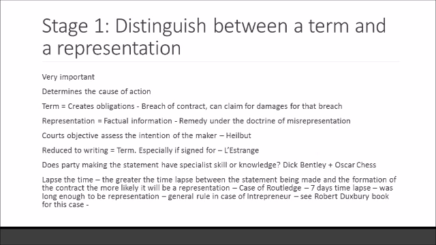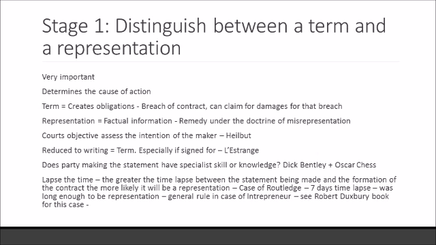If so, then it's likely to be a term, as shown in the case of Ella Strange, which suggests that if something's been reduced to writing, and especially if it has been signed for, then that reflects the nature of obligations. And this is a basic contractual principle. A contract does not have to be in writing, but if some statements are reduced to writing, that likely reflects the nature of obligations and is thus likely to be a term.